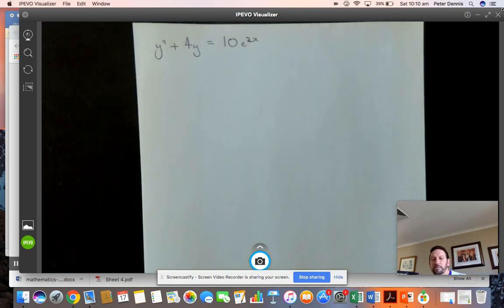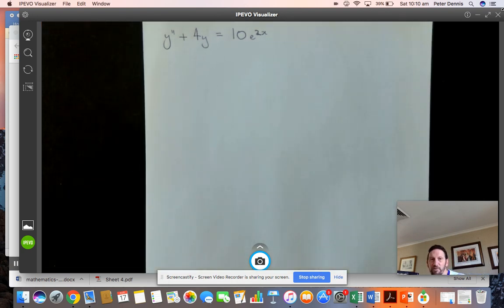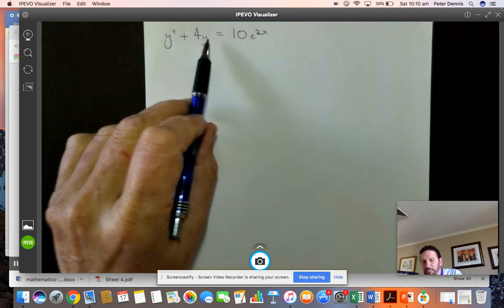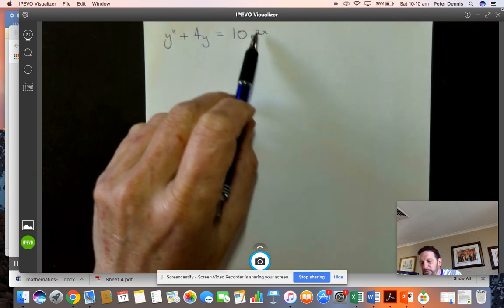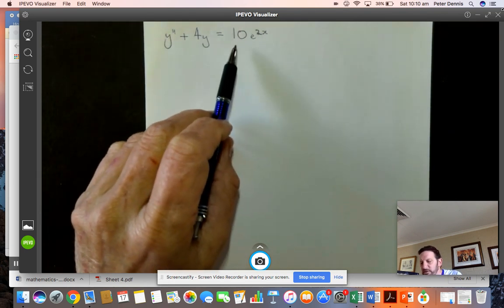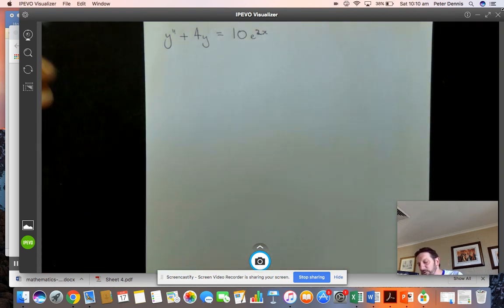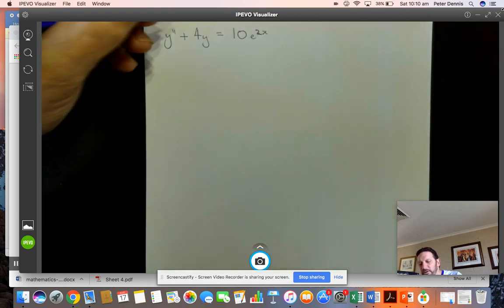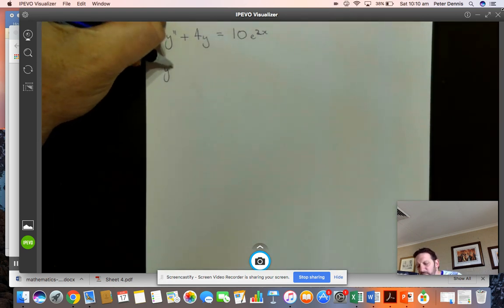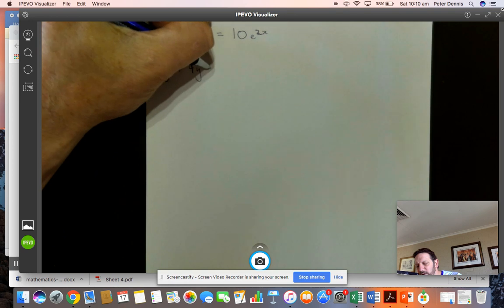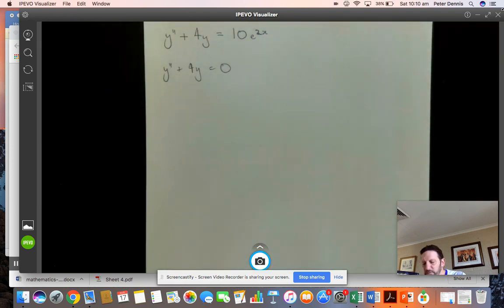Okay, so here's the next thing that we've got. We've got the same sort of differential equation, but instead of equaling 0, we've got a function on this side, 10e^(2x). So the first thing we do, we want to find the general solution. So basically that's just y'' + 4y = 0. So we consider that first.